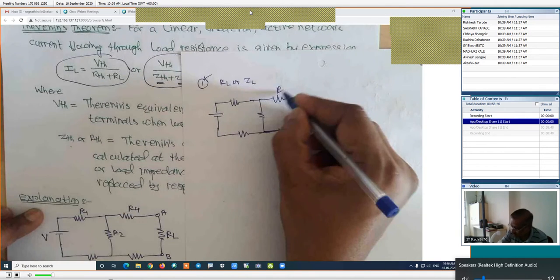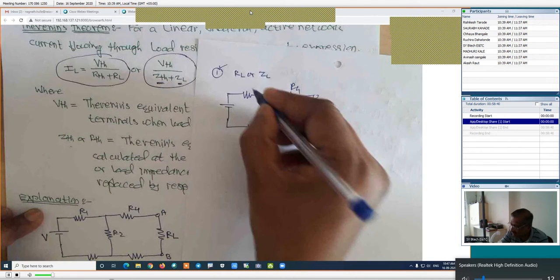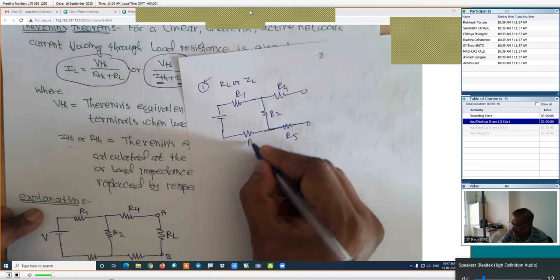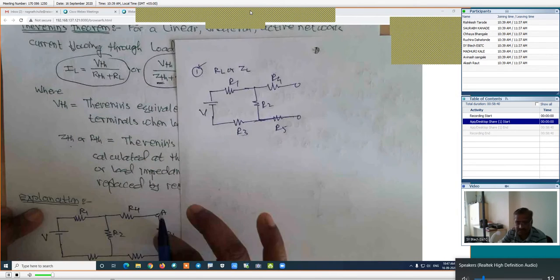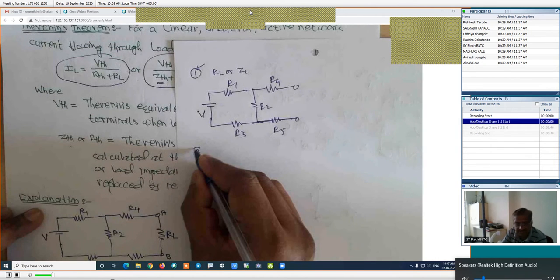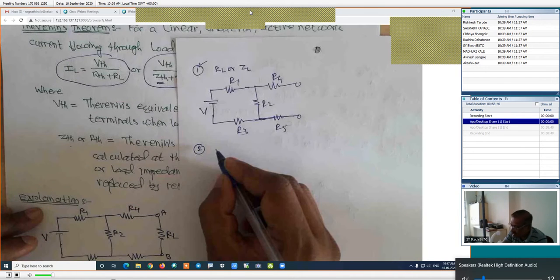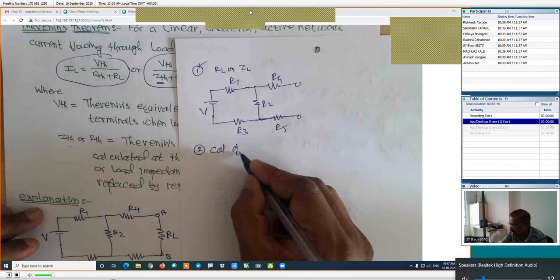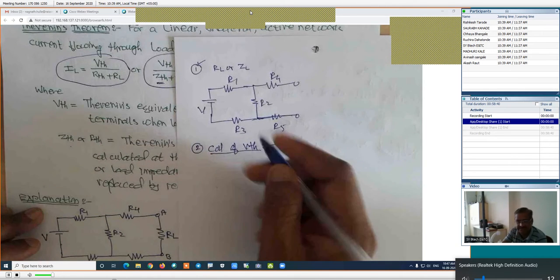This is R4. This is R5. Here it is R2. This is R1. And this is R3, and this is the applied voltage, which is V. I am just copying the same thing, just this load resistance is removed. This is step number 1. How is step number 2? Step number 2 is the calculation of VTH. Just concentrate, no need to write anything. I will repeat the same thing once again.